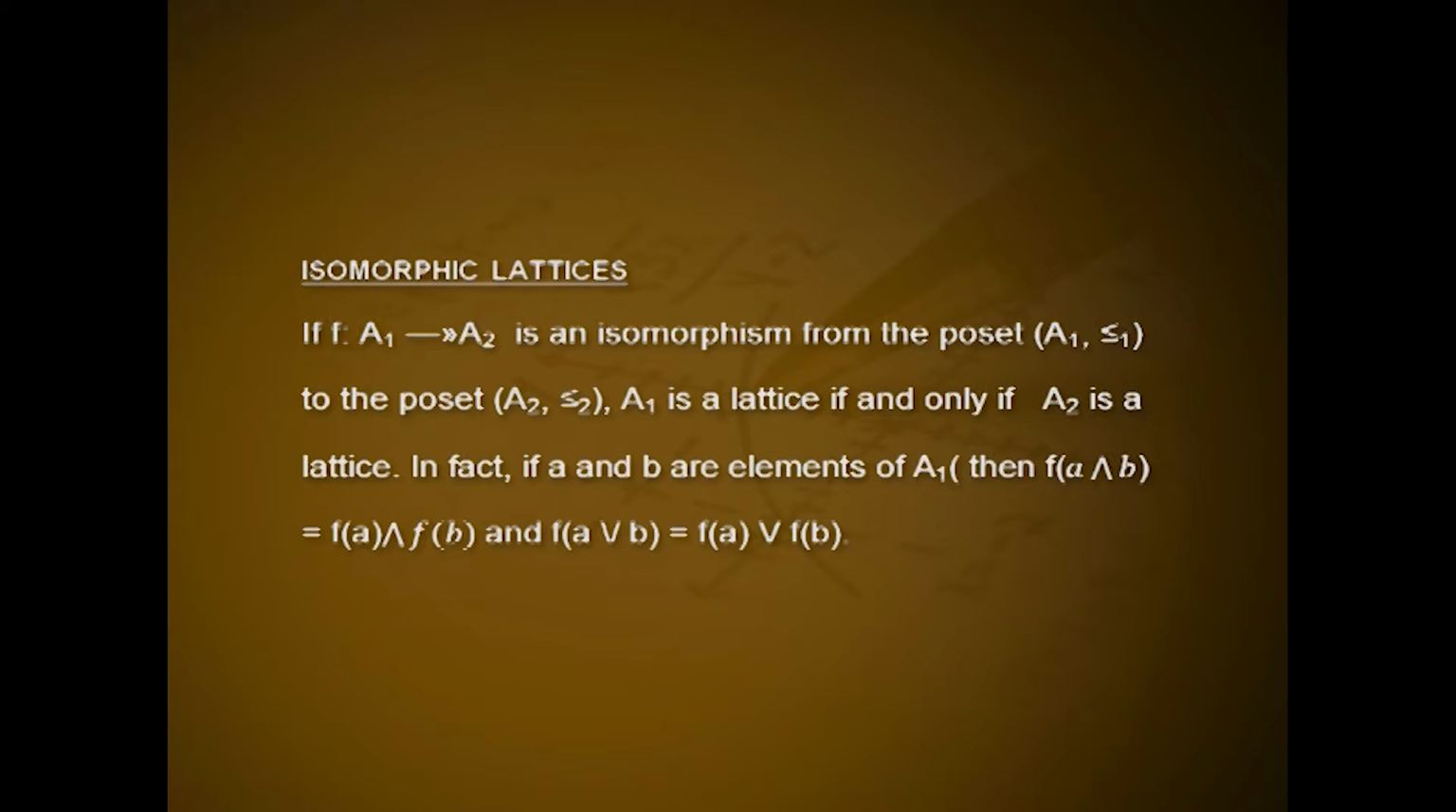In fact, if a and b are elements of A1, then f of a meet b is equal to f of a meet f of b, and f of a join b is equal to f of a join f of b. If two lattices are isomorphic as posets, we say that they are isomorphic lattices.